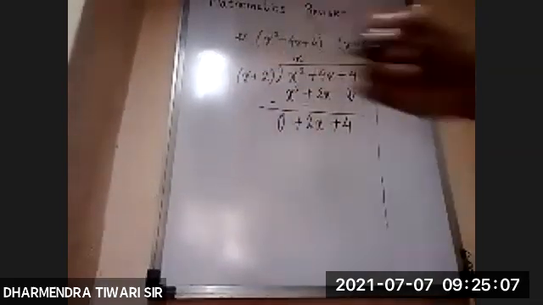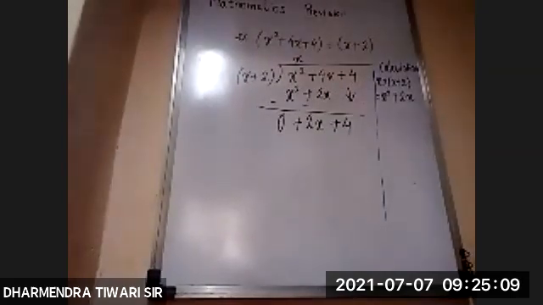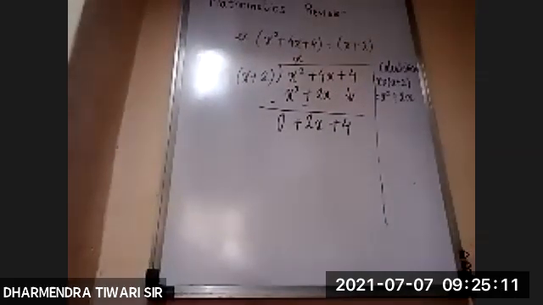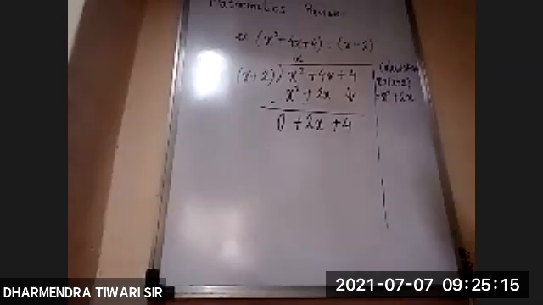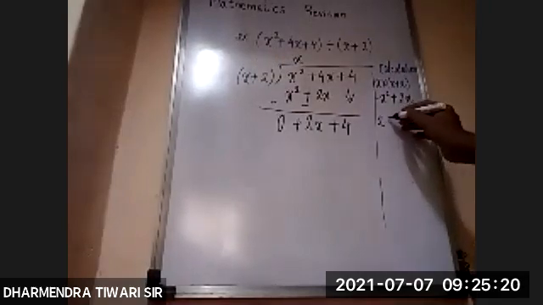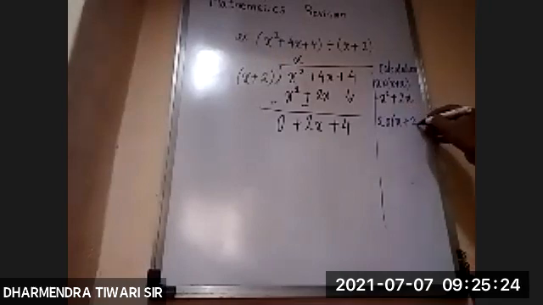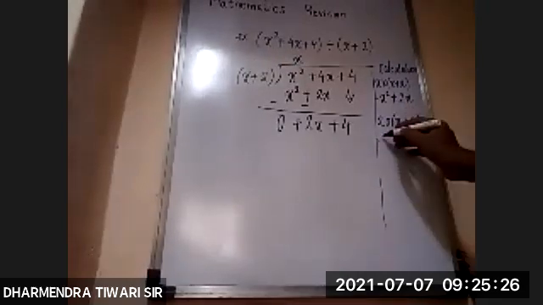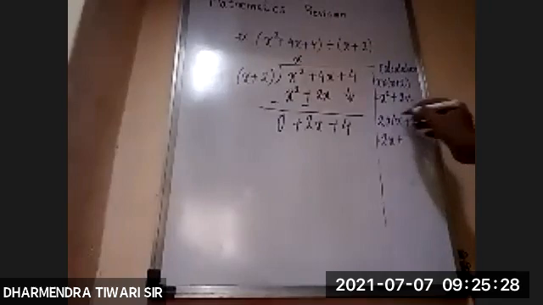Now what should be multiplied with x plus 2 to get 2x? We can see that when we multiply 2, we will be getting 2x. So 2 into x plus 2: 2 into x is 2x plus 2 into 2 is 4.